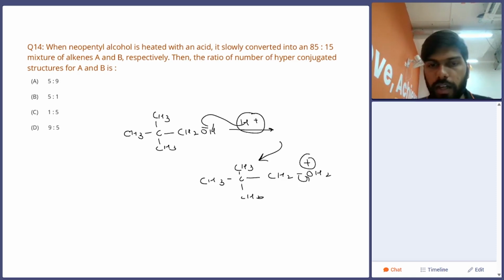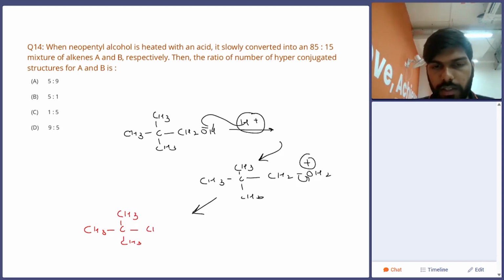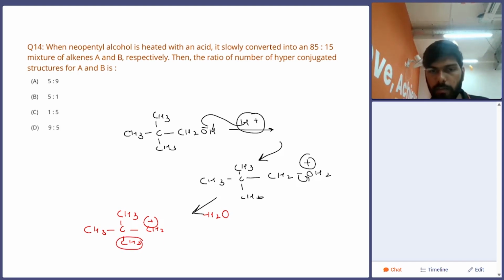So it will take the electron, and after taking the electron it will convert itself into CH3 C CH3 CH3, and this is CH2 plus, with water removed. H2O is removed. Now this CH2 plus is less stable, so this CH3 will migrate here. This migration of CH3 is known as a methyl shift. After the methyl shift, the structure will be CH3 C CH3 with a plus charge, CH2 and CH3.